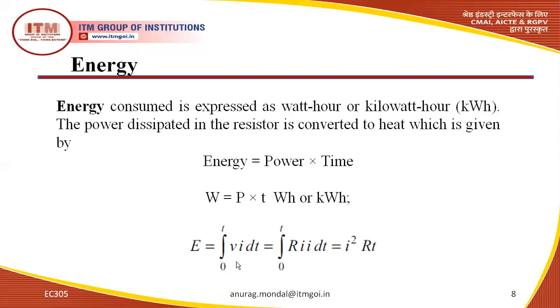So the integral from 0 to T of VI into dt. In the same way, we replace this V with I into R, so we have I square R into T. So the equation of energy in terms of current and resistance is I square into R into T. T means the duration of time during which we do some work, and that is called the energy. As already mentioned, within the resistor that energy is consumed in terms of heat.